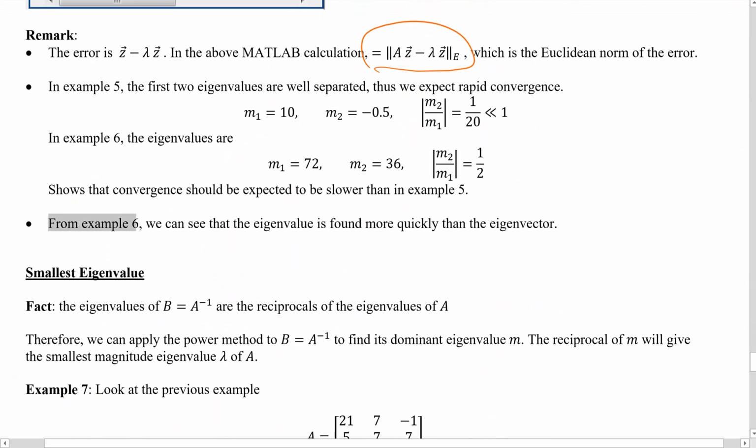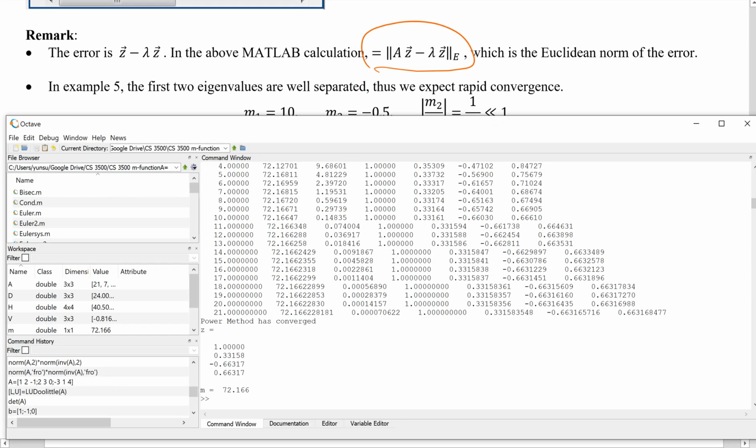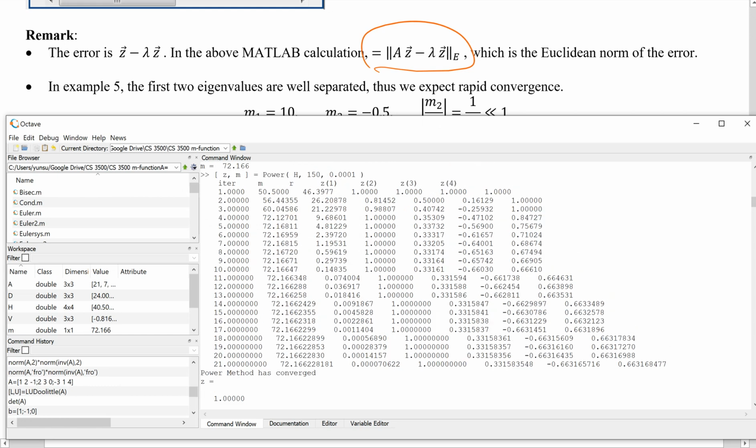Okay, from example 6, we can see that the eigenvalue is found more quickly than the eigenvector. Why is that? You can see here, the eigenvalues are already very close to each other, but the eigenvector still takes some time to find the more accurate eigenvectors.